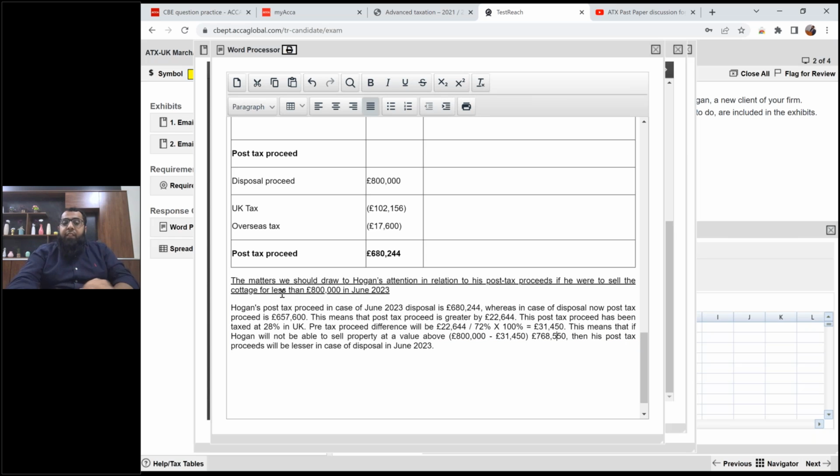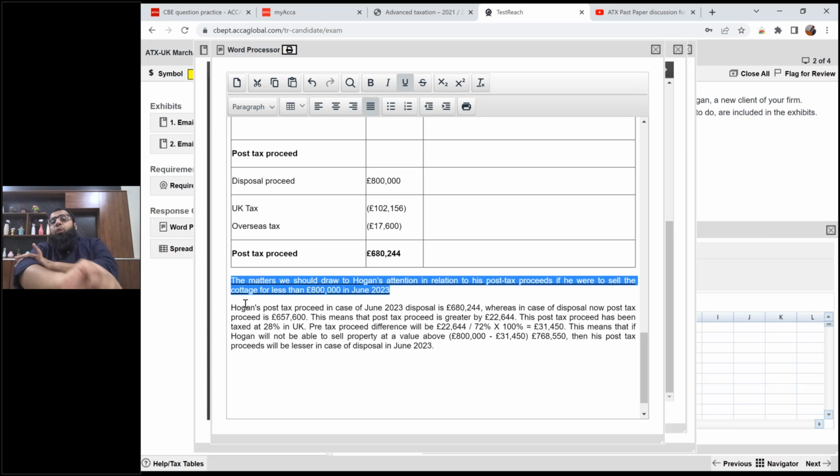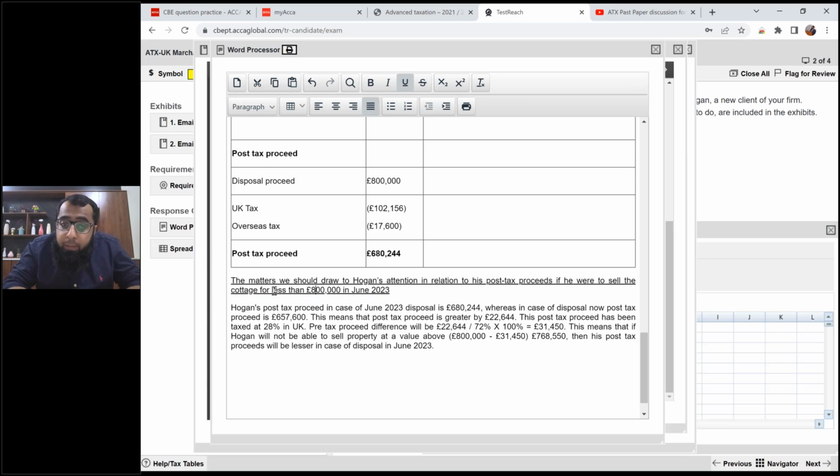It's 768,550. Now, what he's asking in this requirement, first try and understand it. The matter we should draw to Hogan's attention in relation to his post-tax proceeds if he were to sell the cottage for less than 800,000 pounds. See, this 800,000 pounds is the pre-tax amount. This 800,000 pounds is the total proceeds amount.